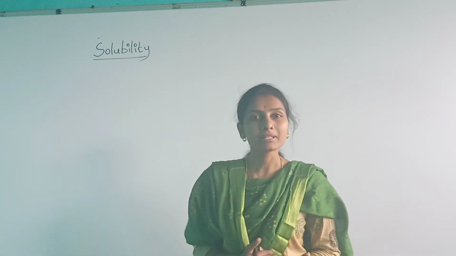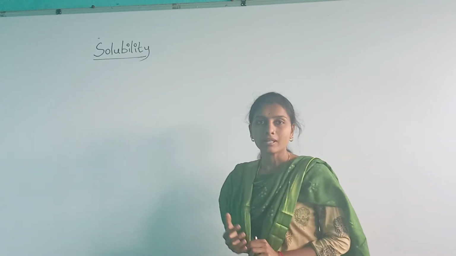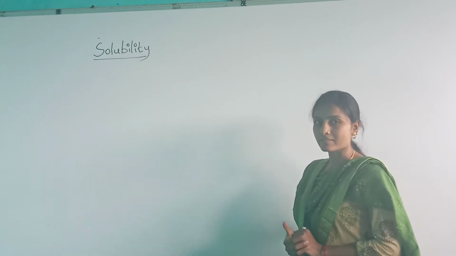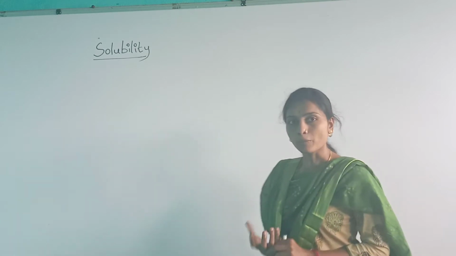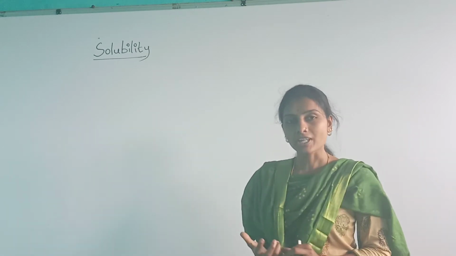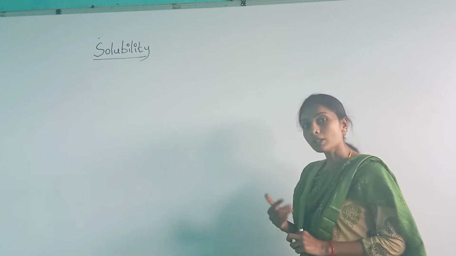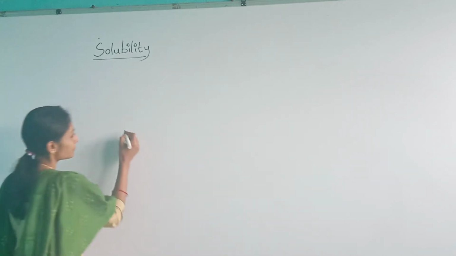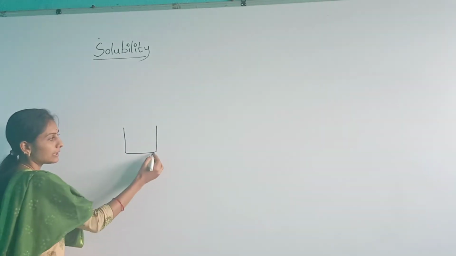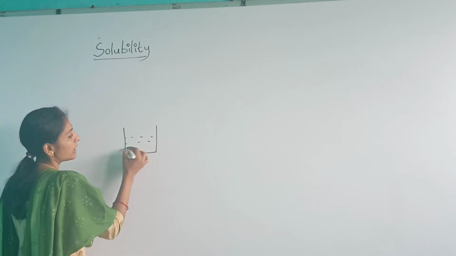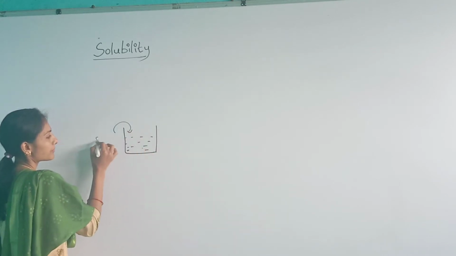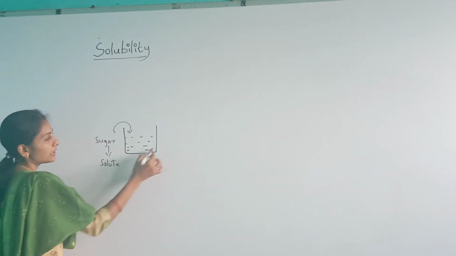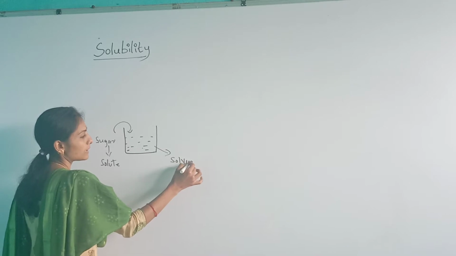Solubility is nothing but a property. It is a kind of property which refers to a substance. Property of what? Property of a substance which can get solubilized in a given solvent. For example, if I take a beaker and into it I take water and I add sugar. Here sugar is solute and water is solvent.